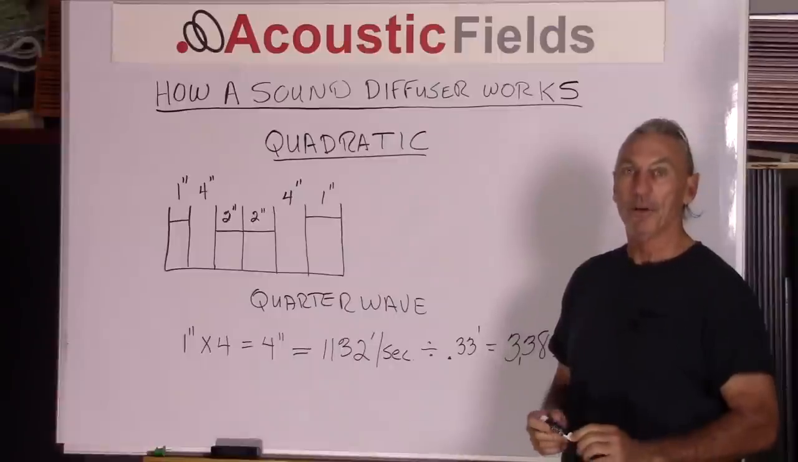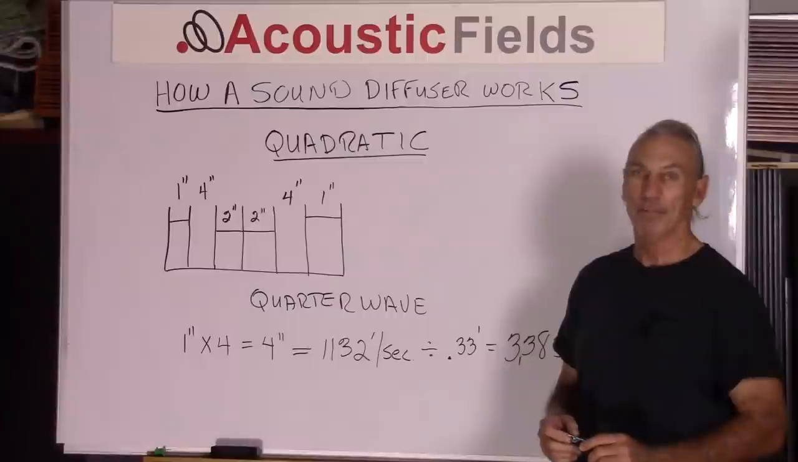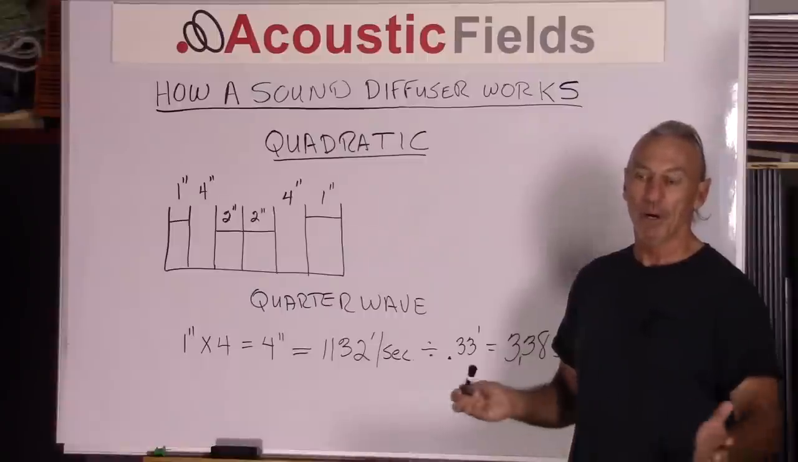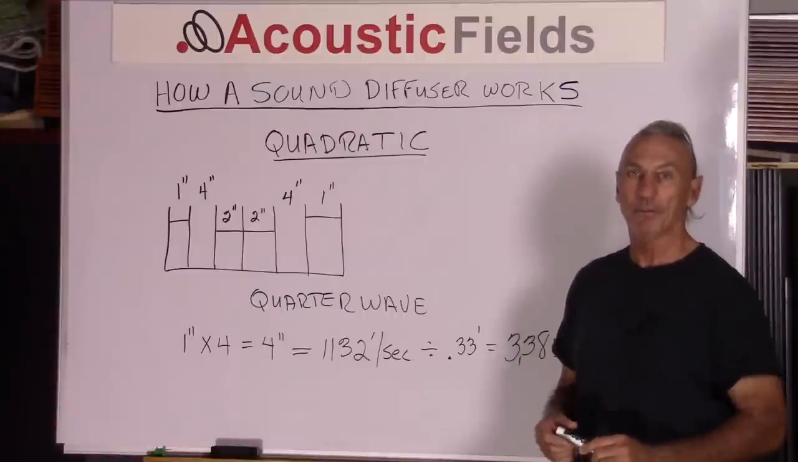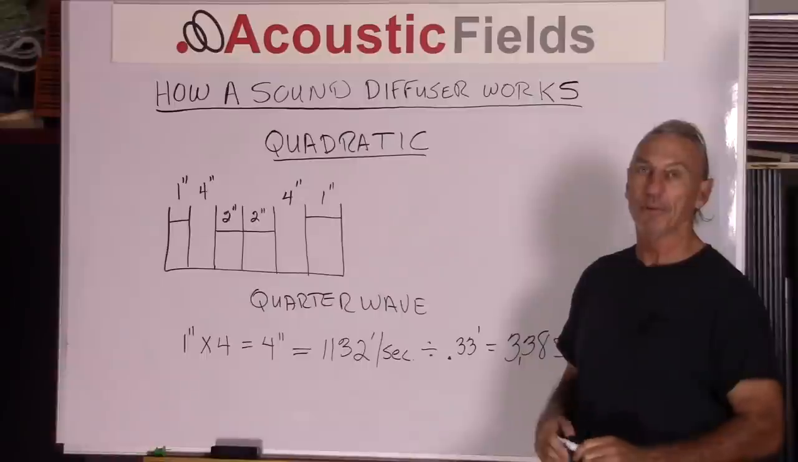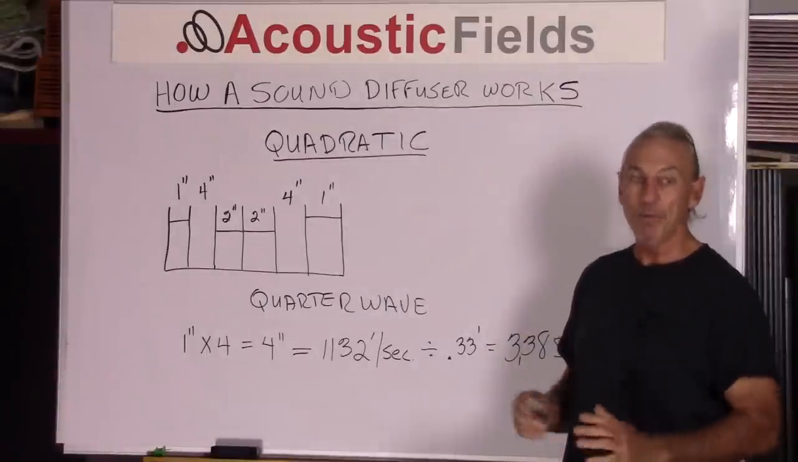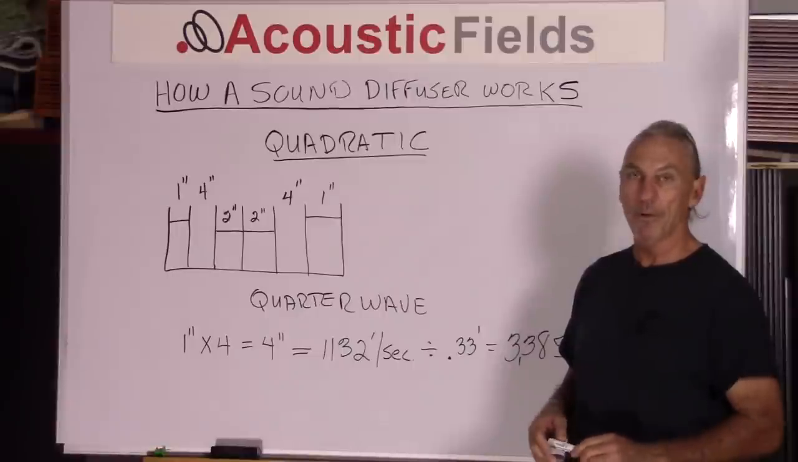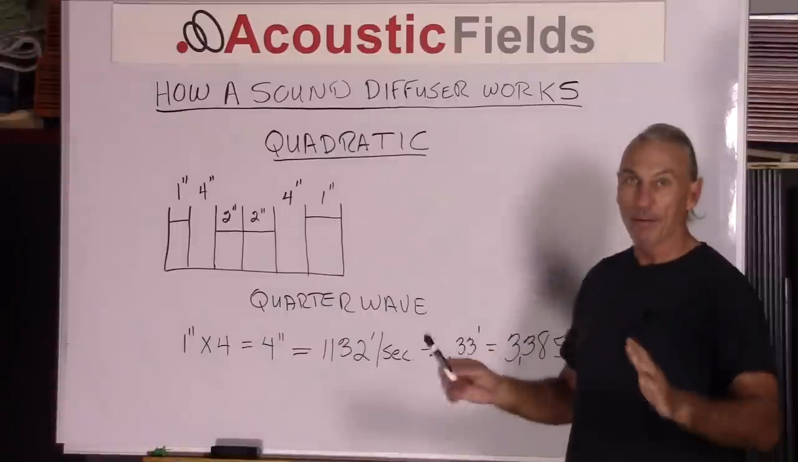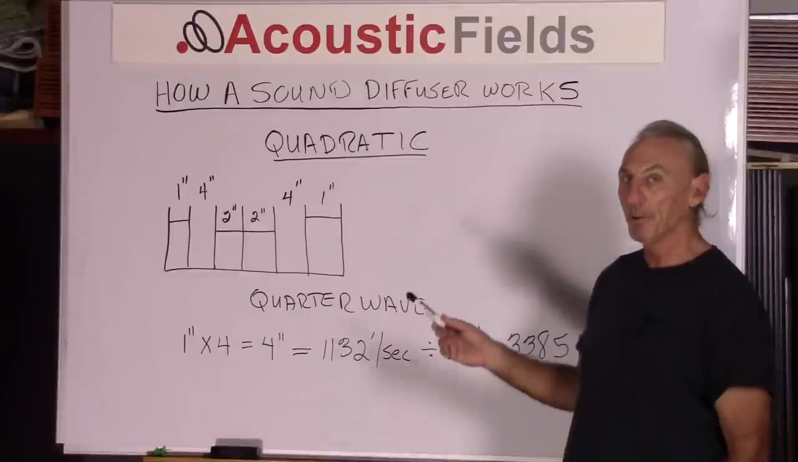There's a lot of devices in the marketplace that call themselves diffusers. I even saw some foam the other day that said it was a diffuser. It's just simply not true. These are marketing names given to products. Those of us in the business understand how diffusion works, and a quadratic diffuser is a true diffuser. We've all seen these quadratic diffusers around, maybe not quite known how they work or understood the function, but we'll talk about that today.